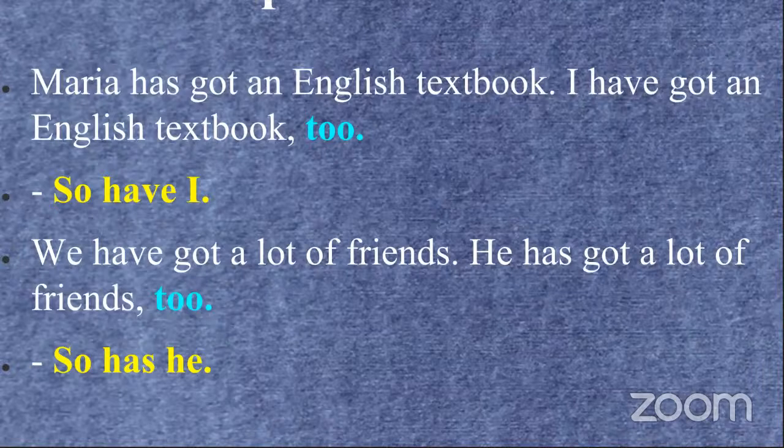They are two people. Maria has got an English textbook, so have I. Because it works with the verb to have. Maria has, so have I. In number two, it's the same. We have got a lot of friends. He has got a lot of friends too. So let's use the structure. We have got a lot of friends, so has he.